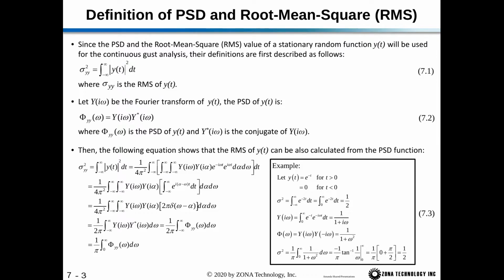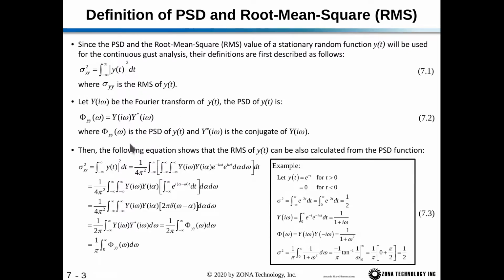So we have sigma yy, which is the RMS of y of t. Sigma yy squared is equal to the integral from minus infinity to positive infinity of the square of y of t. And now we let capital Y of i omega be the Fourier transform of y of t. Then the PSD of y of t is given by capital phi yy of omega, which is Y of i omega times the conjugate of Y of i omega.